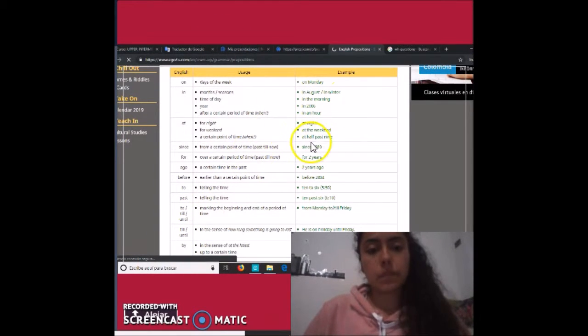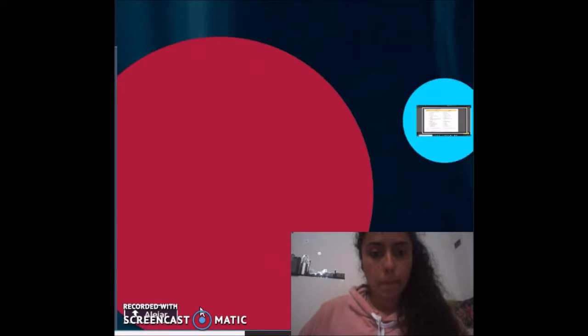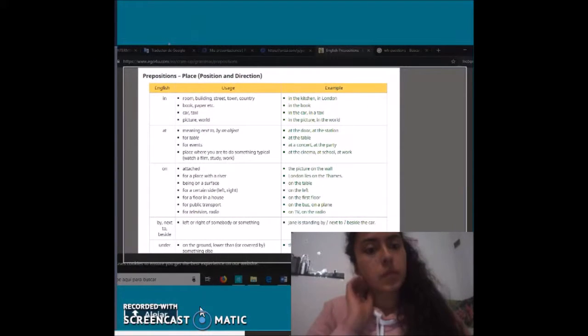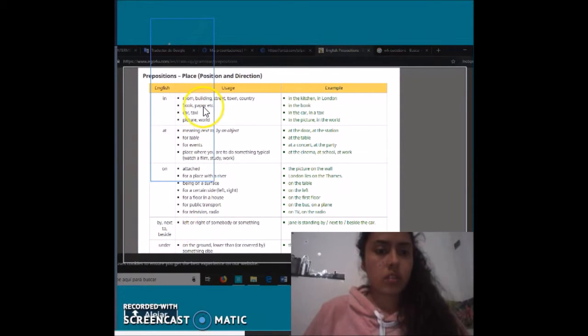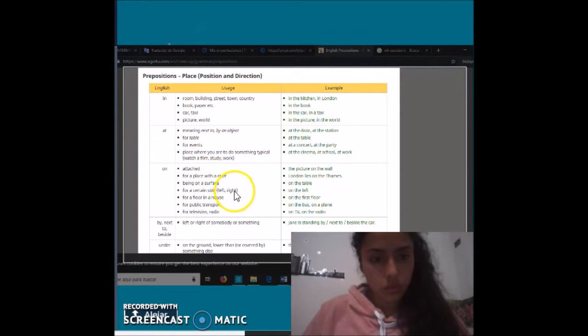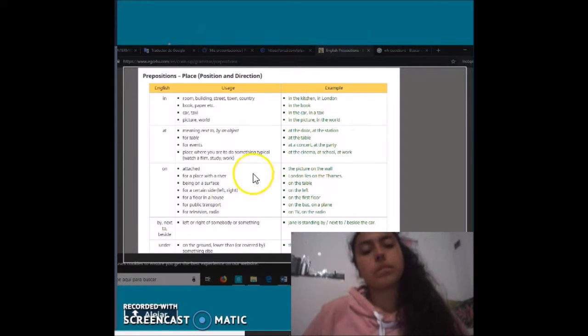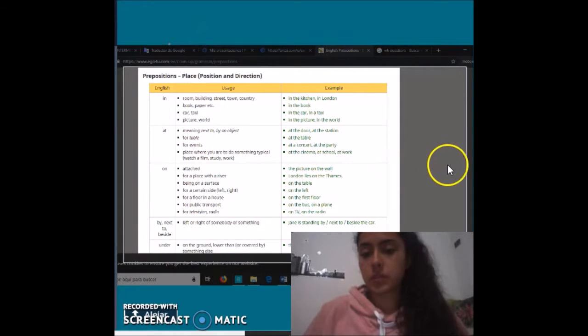There are some prepositions. These prepositions: place, position, and direction. In: room, building, street, town, country. Examples: in the kitchen, in London, in the book, at the door, on. There are the other examples.